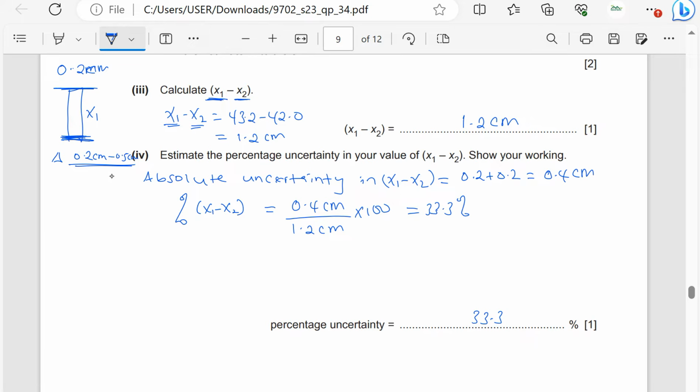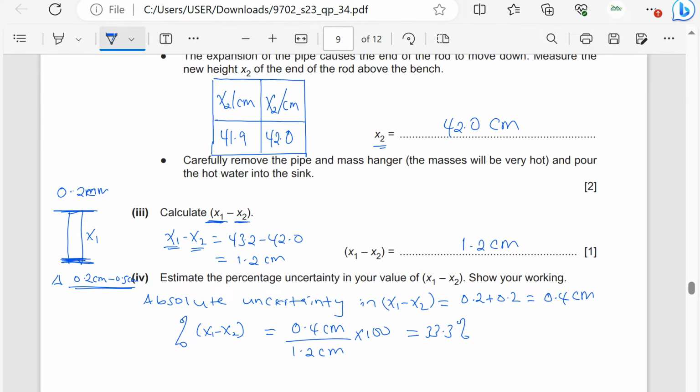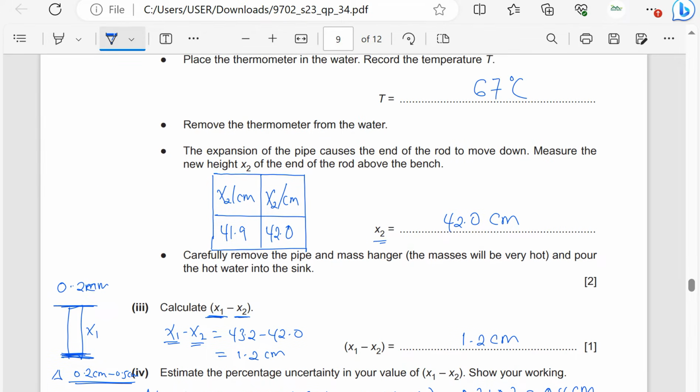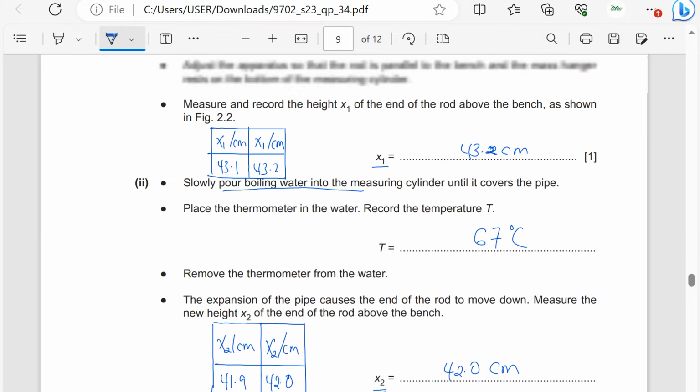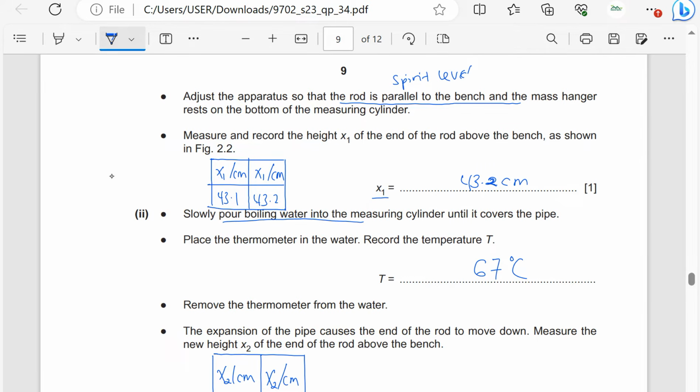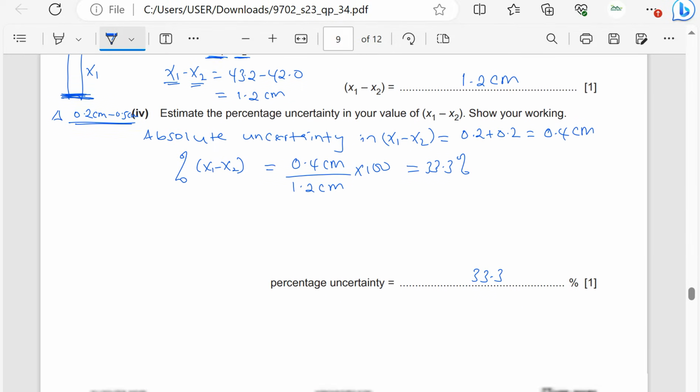Alternatively, you could also use half of the range. You could use half of the range, but this one means you need the range in x1 minus x2. So you could choose just one set of values and you get half of the range. You use x1 here and x2 here, you get the value, then you get half of the range of those two values. So that would give you again a percentage uncertainty.